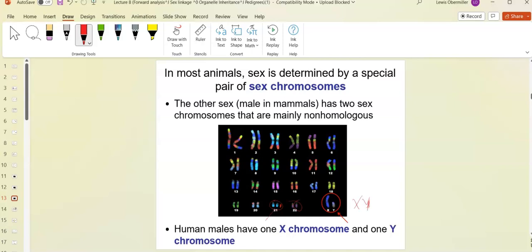There are instances where you can have extra of these other chromosomes, but usually they're not survivable, so they end up being a miscarriage.